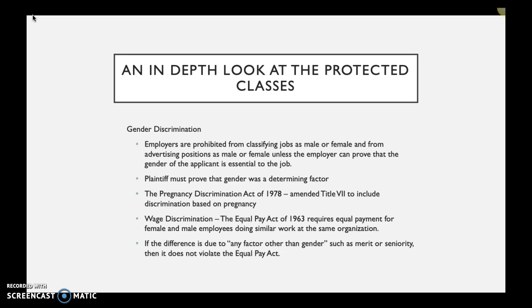This also includes pregnancy discrimination. The Pregnancy Discrimination Act of 1978 amended Title VII to include discrimination based on pregnancy.